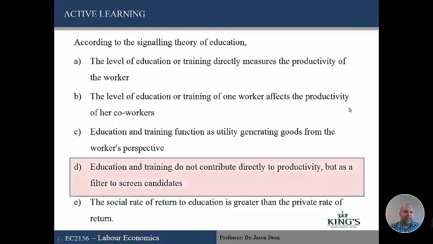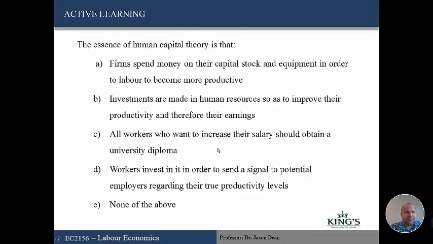So according to signaling theory, we know that the main characteristic of that theory is that education is only a signal. It doesn't provide any productivity enhancing aspects, and so it's just used as a filter to screen candidates.